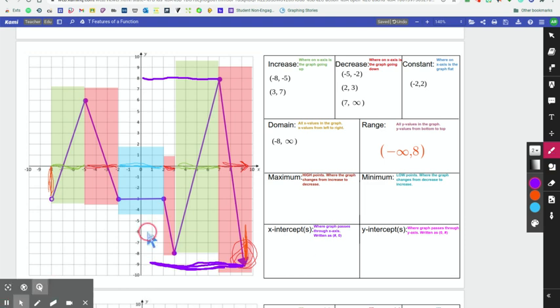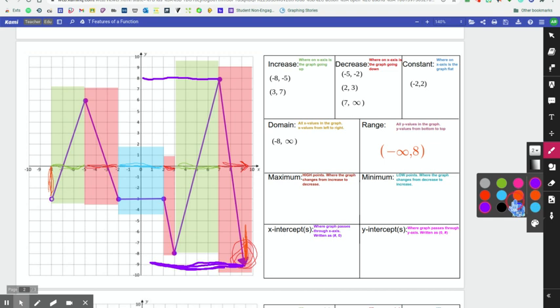So now let's talk about maximums. Maximums are high points where the graph changes from increasing to decreasing. So we write these as ordered pairs. Remember, x comma y. Somebody tell me, where do we see a maximum happening? Where do we see a peak, where it changes from increasing to decreasing? Where do we see that happening?